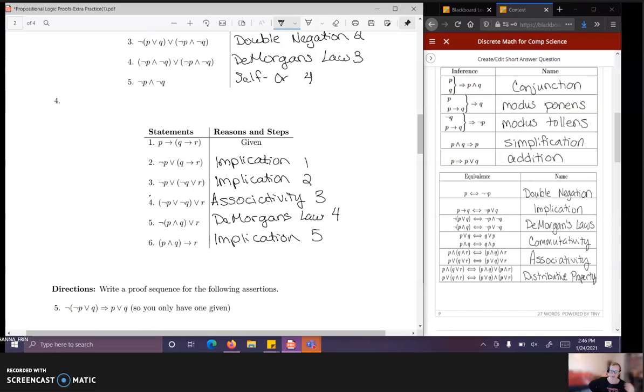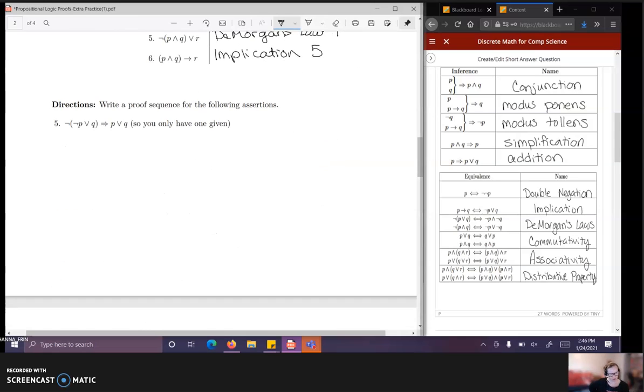So that's what gives us those reasons for that proof table. The last piece here, to write a proof sequence, we're doing this one from scratch though. Note that we only have one given. It's the thing to the left of that double arrow. So if we draw our proof table, statement and reasons, first thing we do is we write down what we're given.